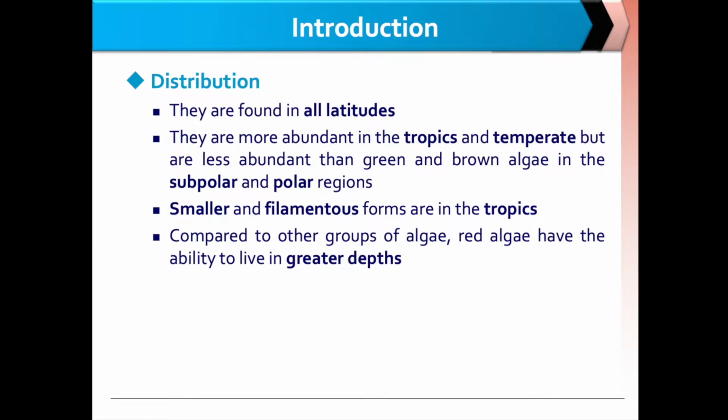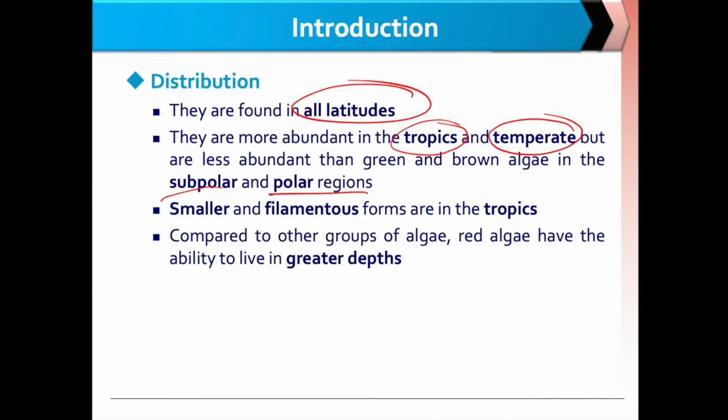In terms of distribution, they can be found in all latitudes. They can be found in the polar region, the subtropical region, the temperate region, and the tropical region. But most of them are very abundant in the tropics and temperate regions. When compared to your green and brown algae, in terms of presence and abundance in the subpolar and polar regions, your rhodophytes are much less abundant in these regions of the world. But they are the predominant species in the tropics and the temperate region.